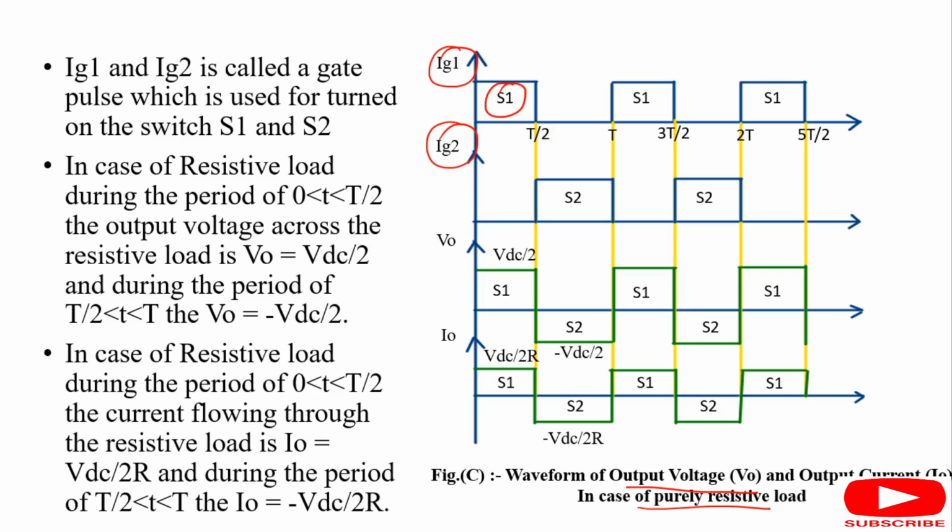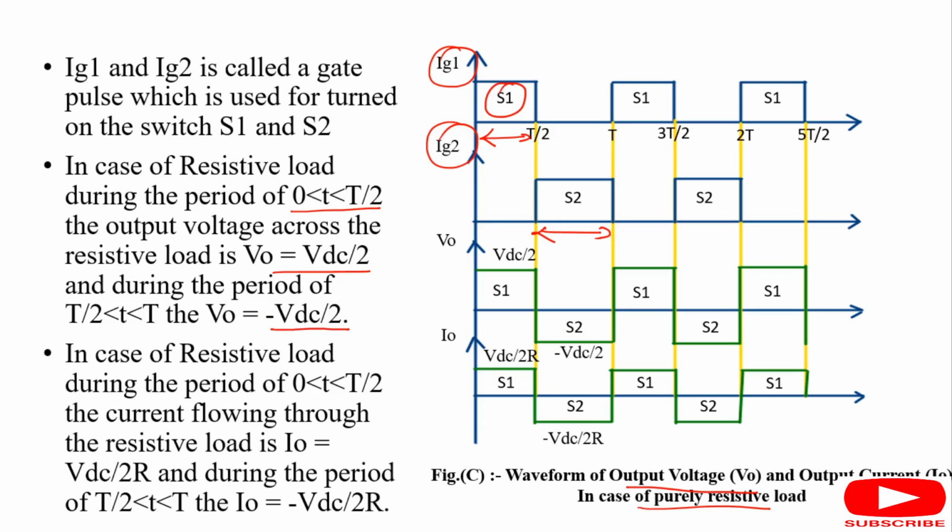So in case of a resistive load, for the period 0 to T by 2, the output voltage is the same as the supply voltage, VDC by 2, during the switching operation of S1. But during the switching operation of S2, for the period T by 2 to T, the output voltage is minus VDC by 2.